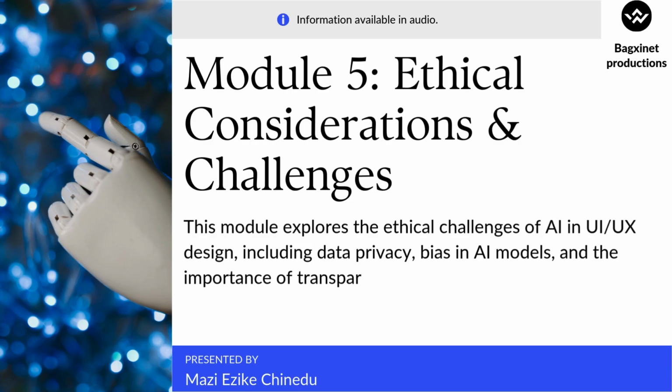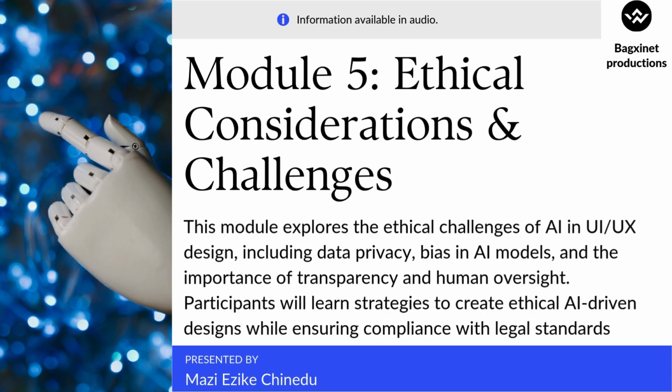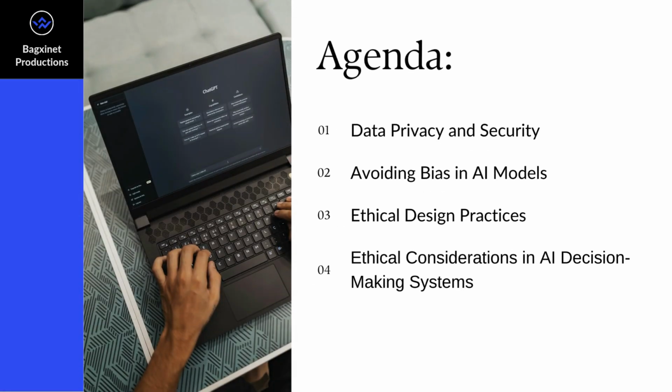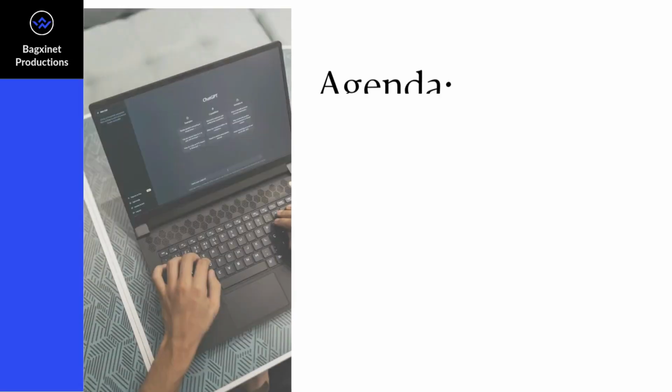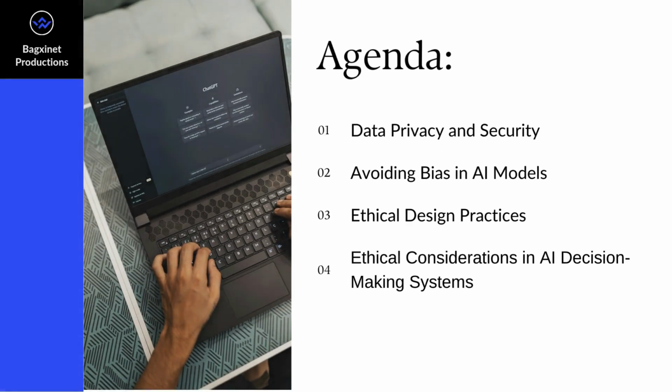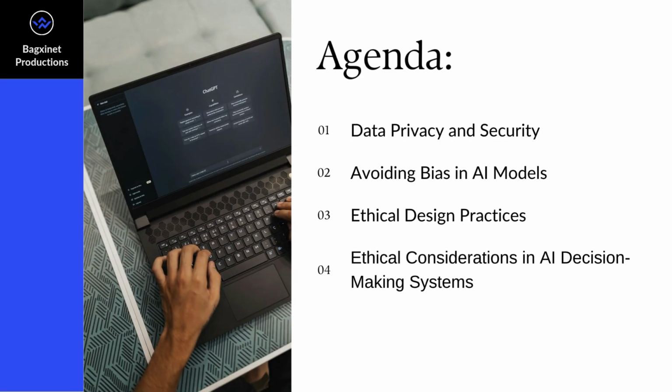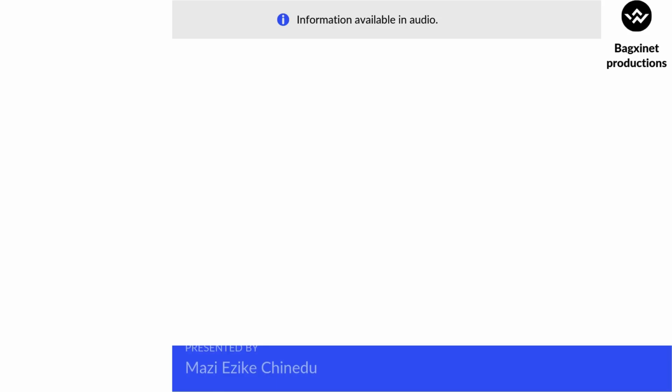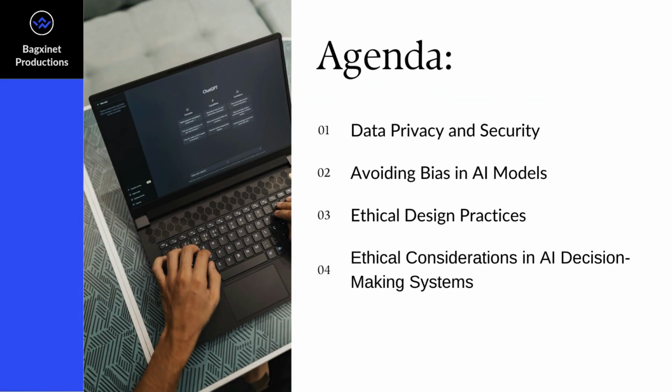So guys, what do we have on our agenda? First things first, we are going to start by talking about data privacy and security, and then move ahead to talk about avoiding bias in AI models. Furthermore, we are going to discuss ethical design practices. And then finally, we are going to be talking about ethical considerations in AI decision making systems. And that's beautiful, guys.